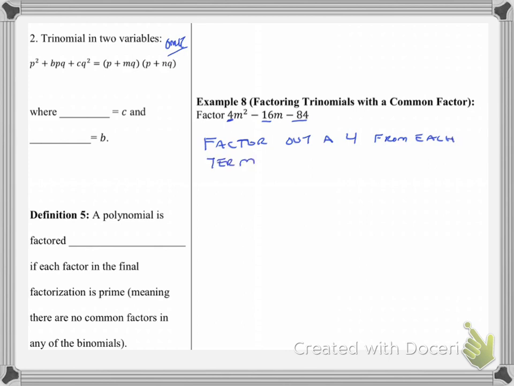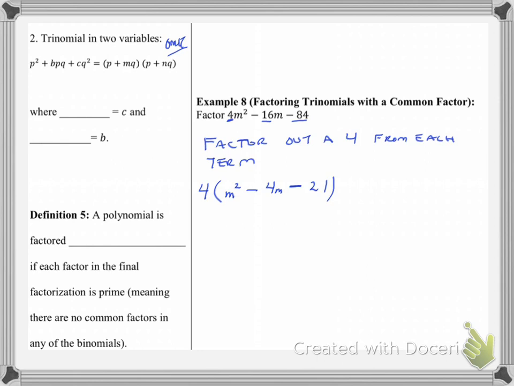Okay, and so when we do that, if you do some side work there, the first term, you're going to be left with m squared minus, that 16 now becomes a 4m, right, because we factored out a 4 from it, and then minus, if you do the division, 84 divided by 4 is 21. Okay? So it's something times something.